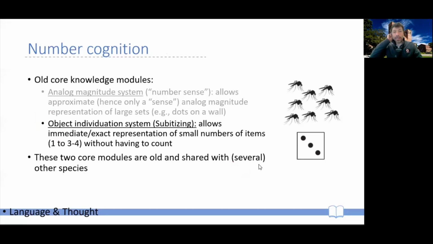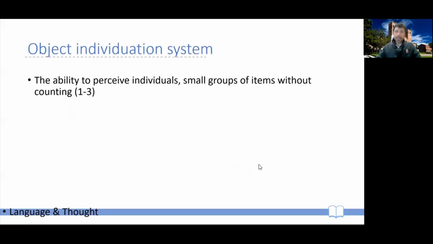How about the object individuation system? As I said earlier, this is really about the ability to perceive individuals, to perceive something and say, oh, this is one item, and then say, oh, this is one and one, or this is one and one and one and one more. This is the sphere within which this module, also known as subitizing, seems to work. And you don't have to count them. You just look at it and you immediately know it's 2, or you immediately know it's 3. You don't have to count them one by one.